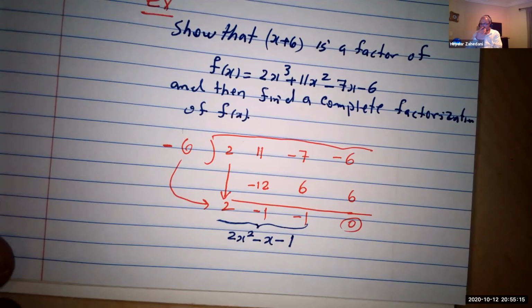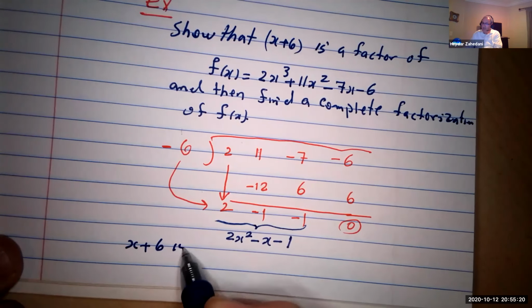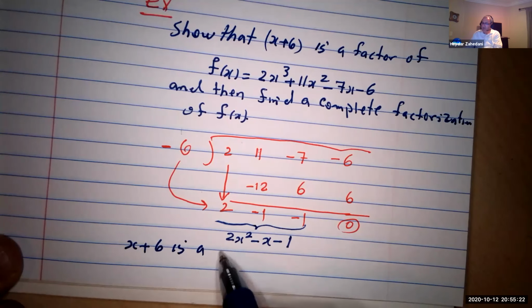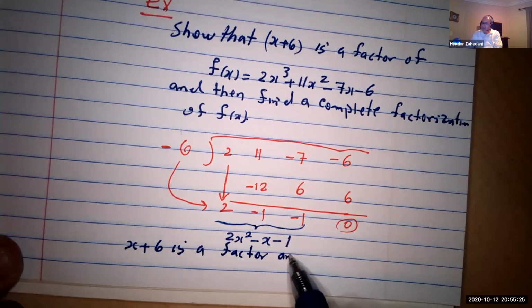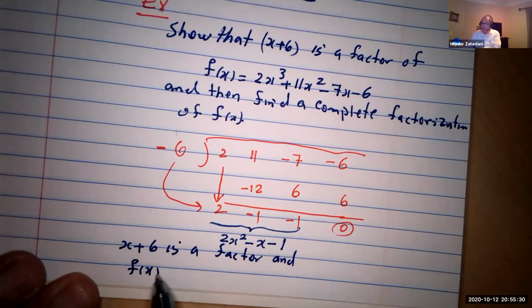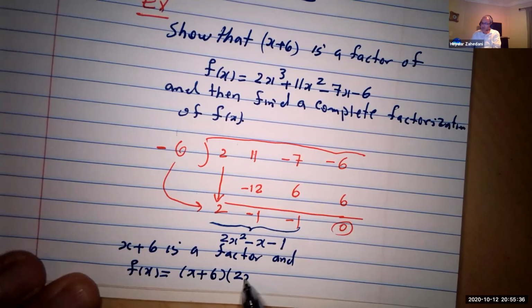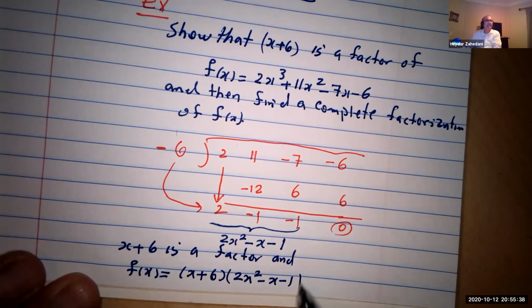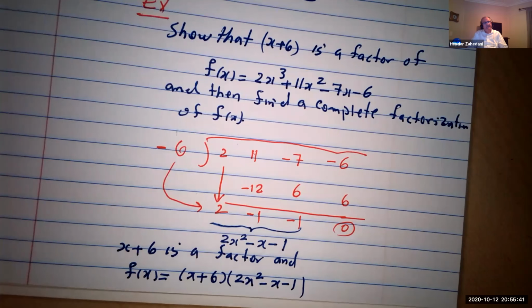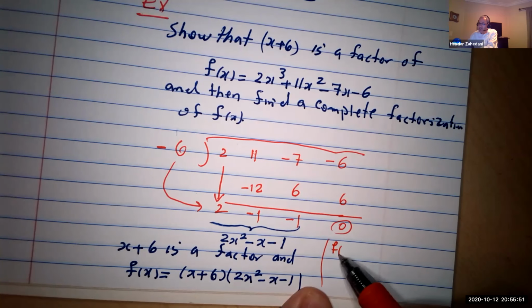Okay, so this is it. You claim that x plus 6 is a factor, and your function is going to be f of x is equal to x plus 6 times 2x squared minus x minus 1. Inside is a trinomial. It's easy to factor.